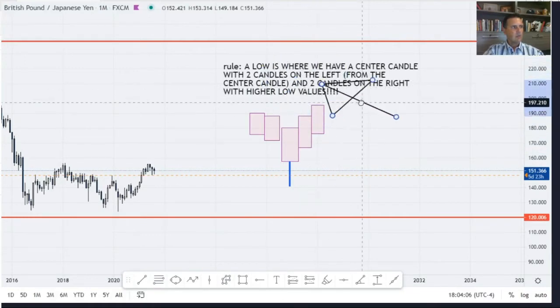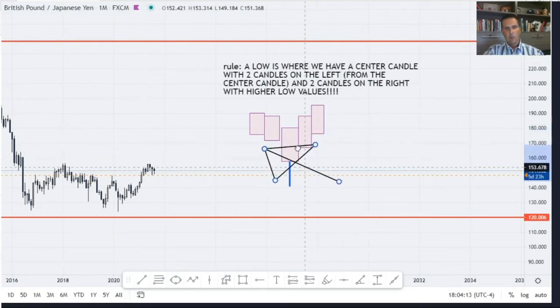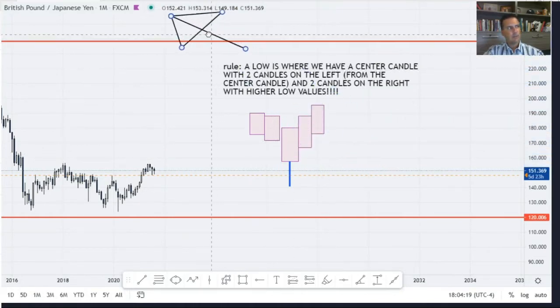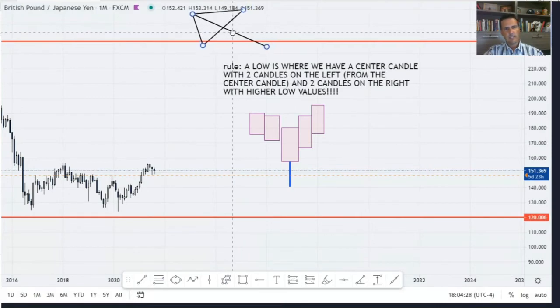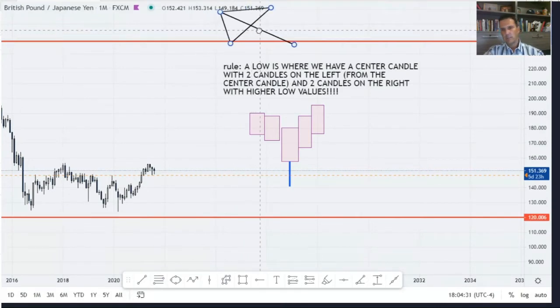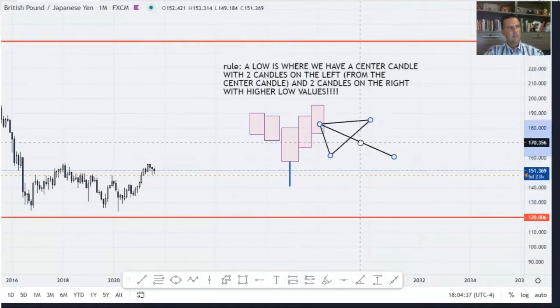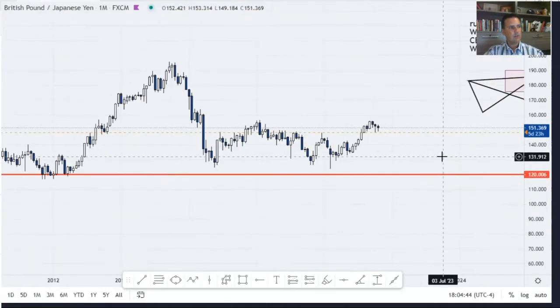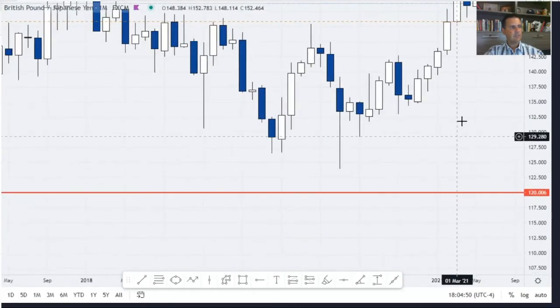So everybody, this is a low. We have a center candle and 2 candles on the left and 2 candles on the right with higher low values. Where do we find those values? Here on TradingView. See the arrow? I'm moving the mouse. You have O for the open, H for the high, and L for the low. This is why we are measuring the values of the low. So if we go in here, let's make an example. So this is the concept.